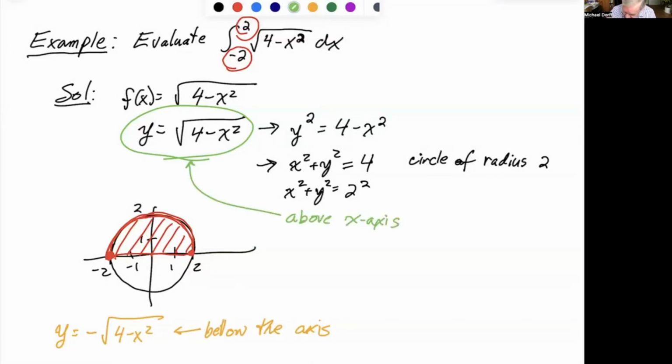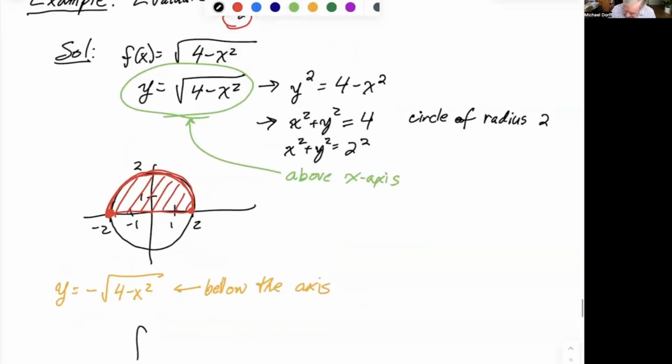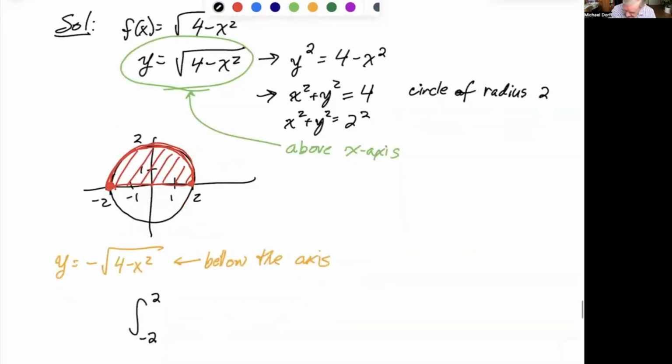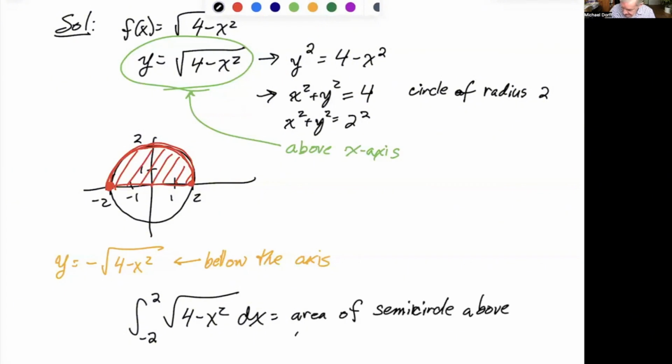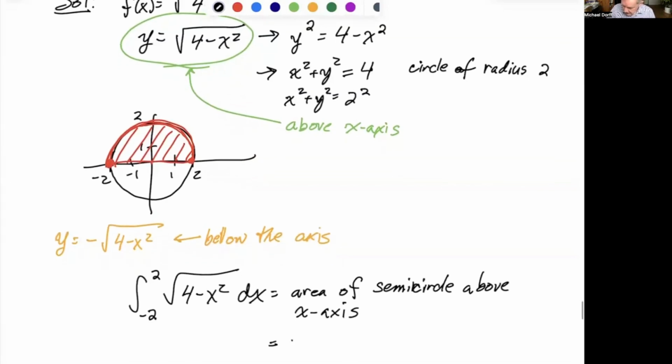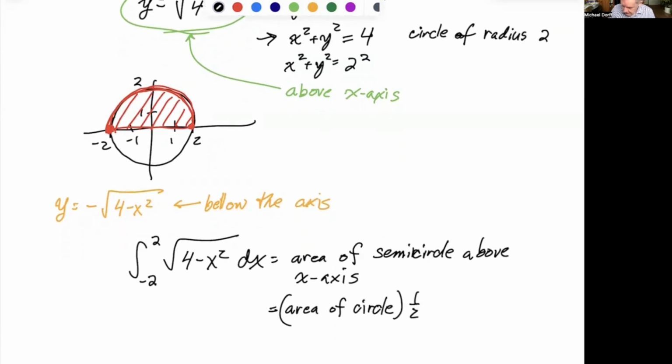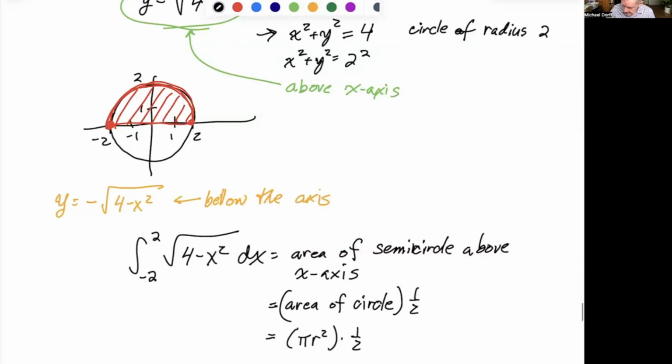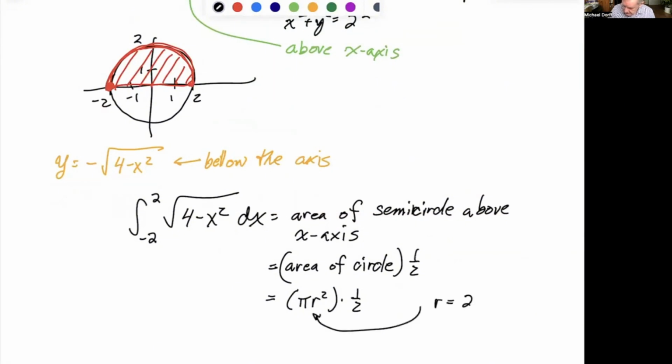So how can I figure out what this integral is? Well, the integral from -2 to 2 of the square root of 4 minus x squared dx is going to equal the area of the semicircle above the x-axis. And it's a semicircle of radius 2. So the area of a circle, and I'm going to do half of that because it's a semicircle. That's pi r squared times a half. And r equals 2 in this case, because it's a circle of radius 2. So I'm going to get 4 times a half, or 2 pi for the area there.